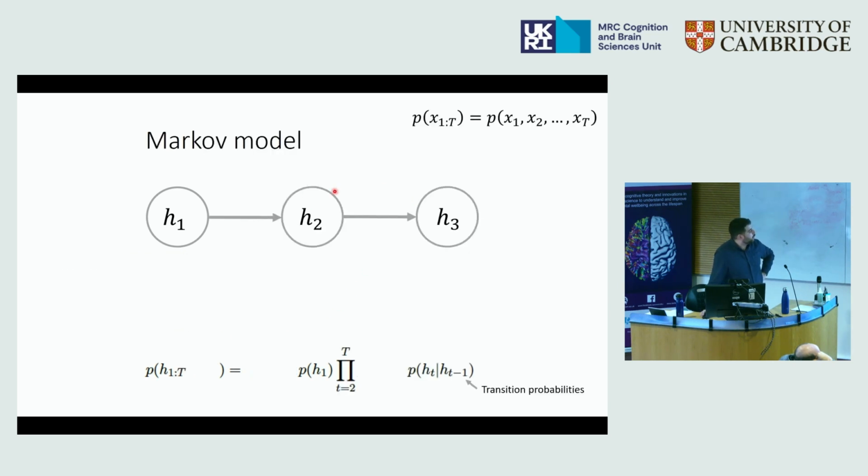This we've already seen before. This is a Markov model or a Markov chain, and we saw this equation earlier, just in slightly different terms. And we've got our transition probabilities here again, but this is exactly the same as you saw a few slides ago.